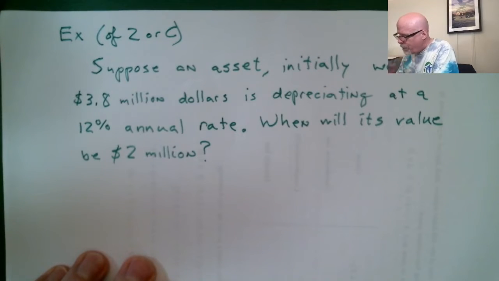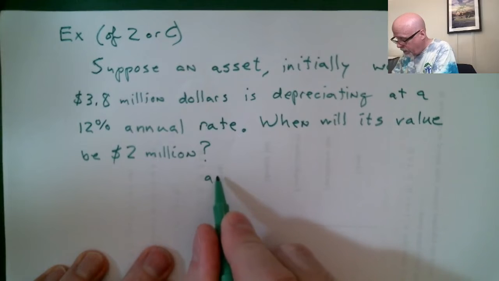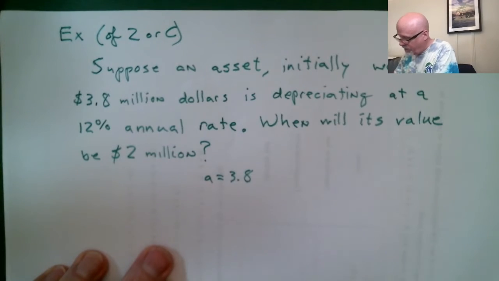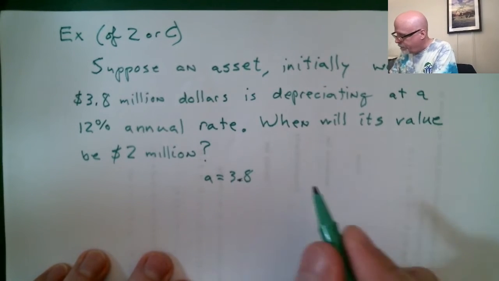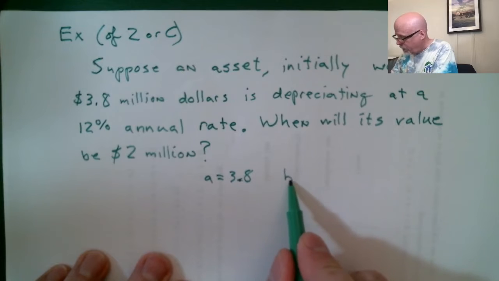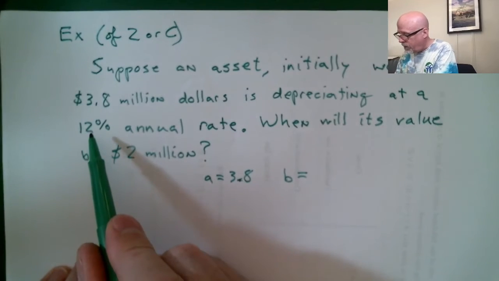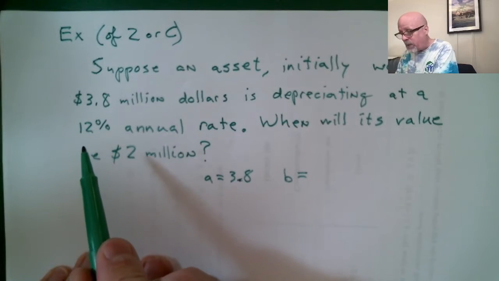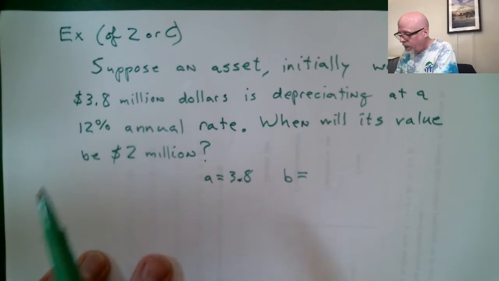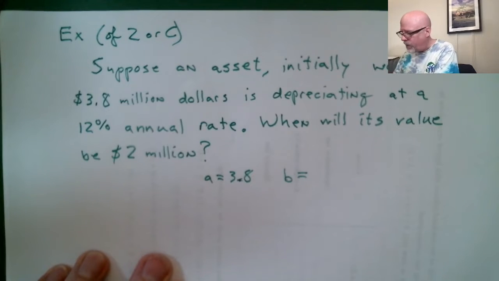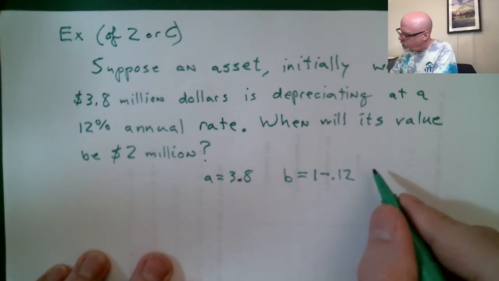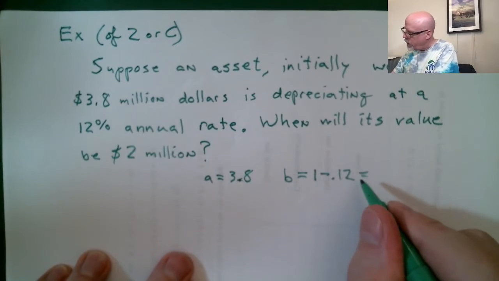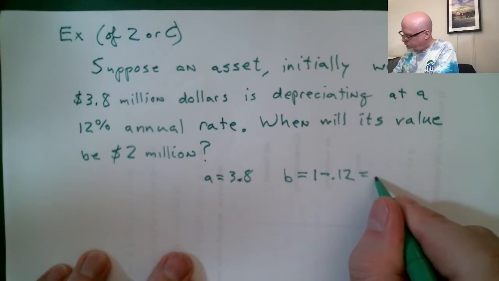What do we know? Well, we know the initial amount. That's A is 3.8. I'm just going to use the units of millions of dollars, so we don't have to have a whole bunch of zeros after every number. The base is known. It's a little bit tricky to figure out, but see, they're telling us that it's depreciating, which means going down at a 12% rate. That means 0.12, actually negative 0.12 is the rate. So B is really 1 minus 0.12, which is, can I get that as a decimal in my brain? 0.88.